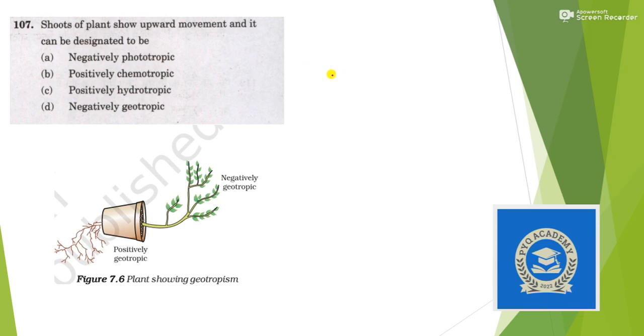Next question: the upward movement of the shoots of a plant can be designated as? Shoots means the stem or the leaf portion. The top portion is known as shoot, and this is root. If the shoots are moving upward towards light, it is positive phototropism.